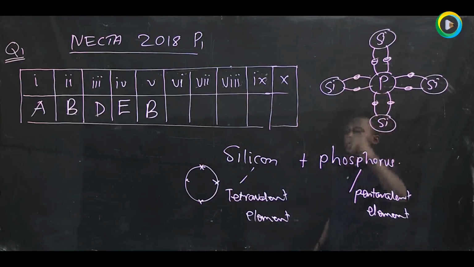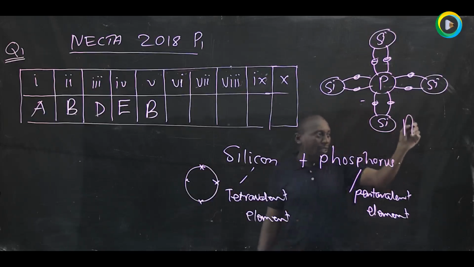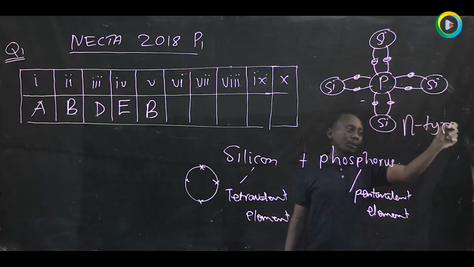One electron of the phosphorus has nowhere to go, and because the bonds are already complete, that electron becomes a free electron in the material. An n-type semiconductor is going to be produced in this way. So what we get here is an n-type semiconductor.